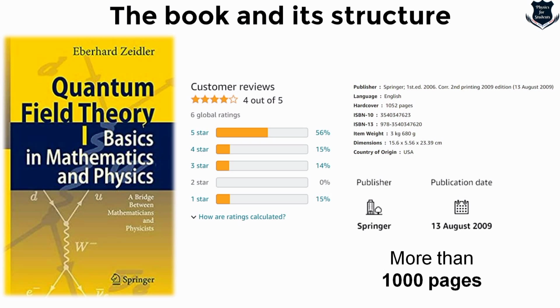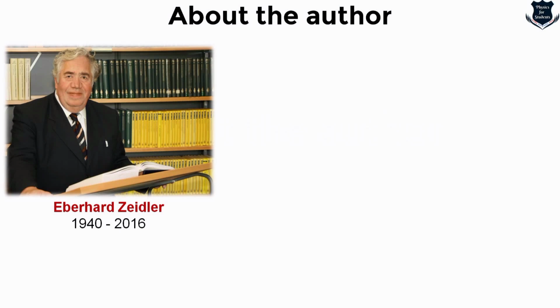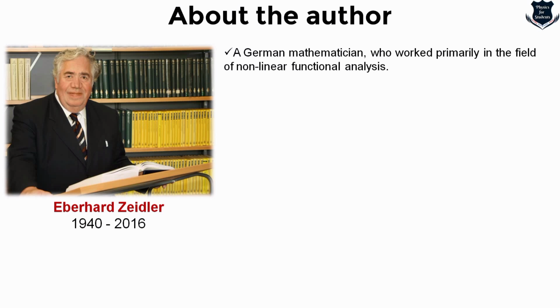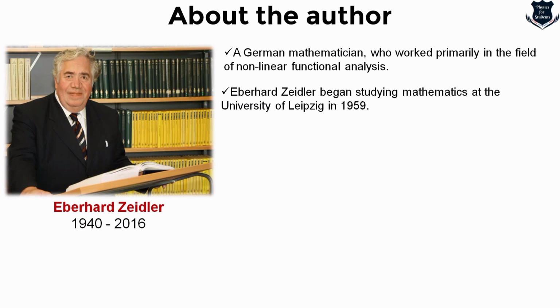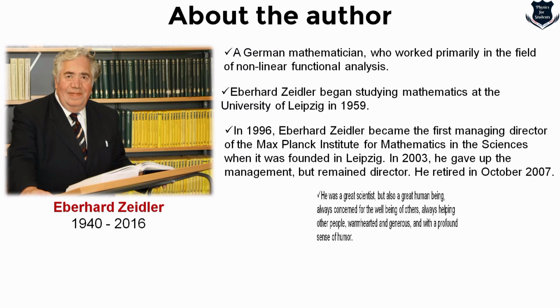First thing is: who is this person, Eberhard Zeidler? As I said, before you select a book, it is important to note who the author is and what his credentials are. Here is a quick idea about the author. Eberhard Zeidler is a German mathematician working primarily in the field of nonlinear functional analysis. He began studying mathematics at the University of Leipzig, and in 1996 he became the first managing director of the Max Planck Institute, and he gave up the management but remained as a director.